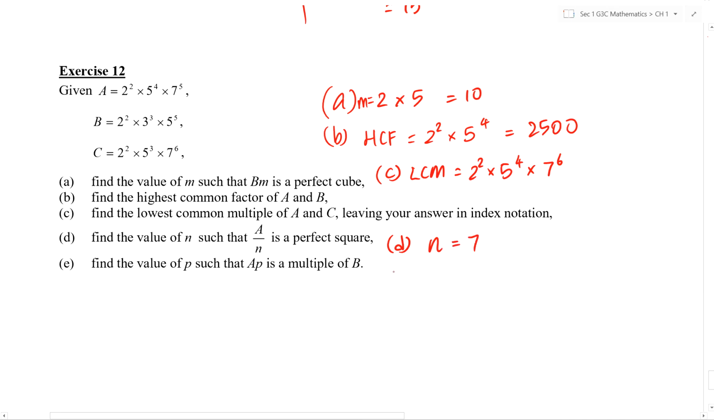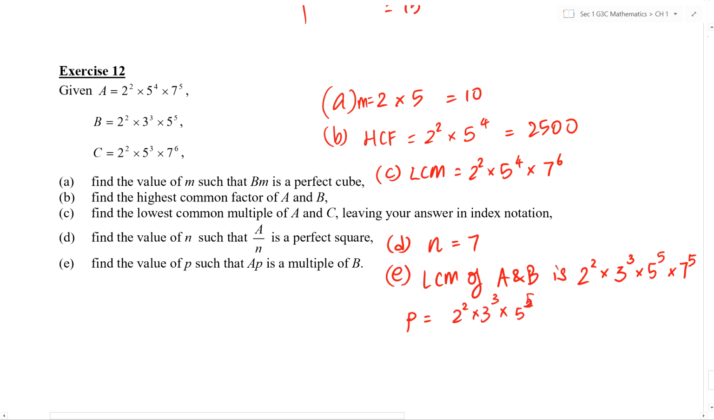N equals to 7. Part E. AP is a multiple of B. LCM of A and B is, so this is the method 2 that I'm using. That's how you prefer method 2. LCM is 2 squared times 3 power 3 times 5 power 5 times 7 power 5. So our P value is equal to this LCM, 2 squared times 3 cubed times 5 power 5 times 7 power 5, divided by A, which is 2 squared times 5 power 4 times 7 power 5. Final answer is 3 cubed times 5, which is, ready? 27 times 5, 135. So can do, alright?